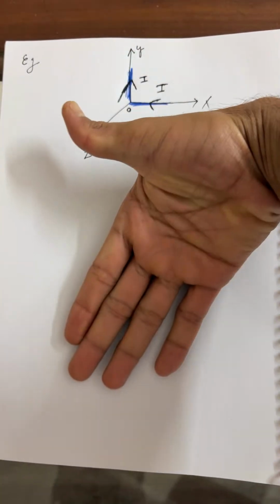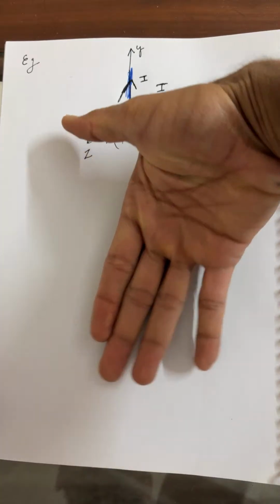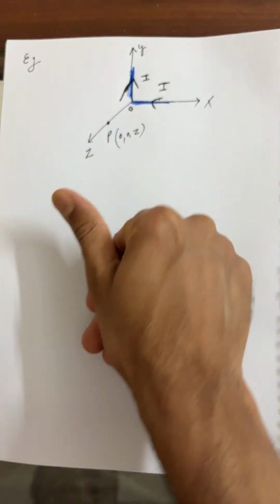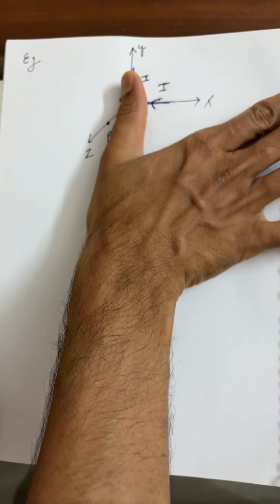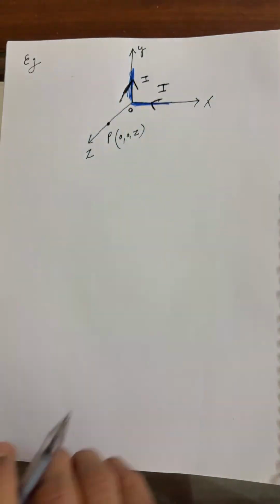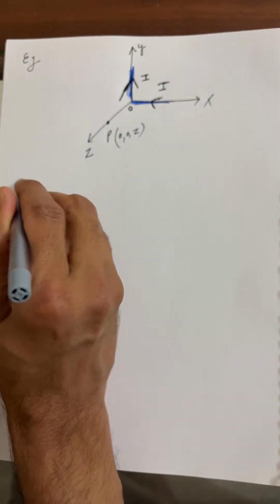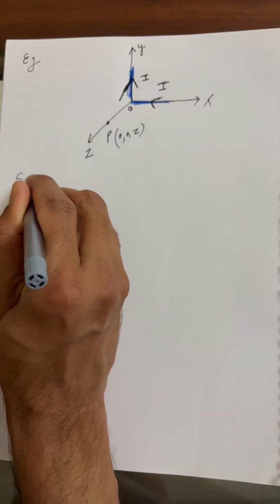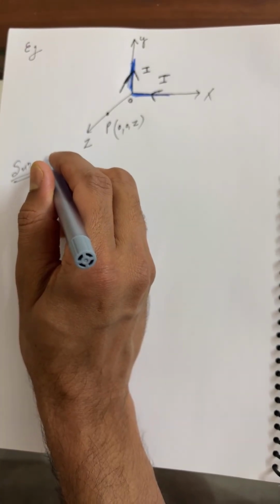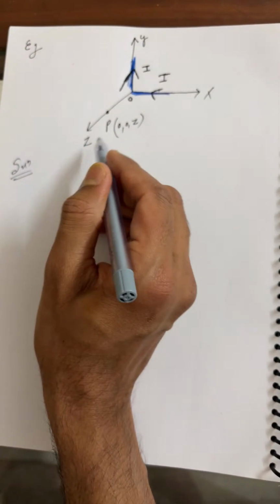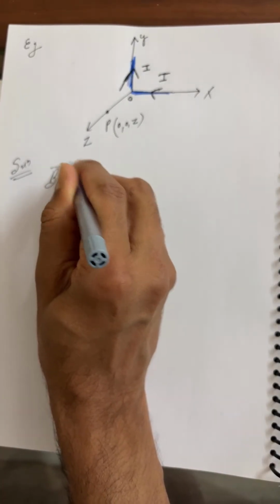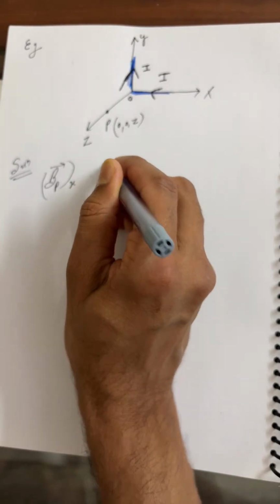So this again goes like this, upward along the y-axis here. This is the magnetic field due to the wire along the x-axis. Here I'm writing it in the solution: the magnetic field at point P due to the wire along the x-axis.